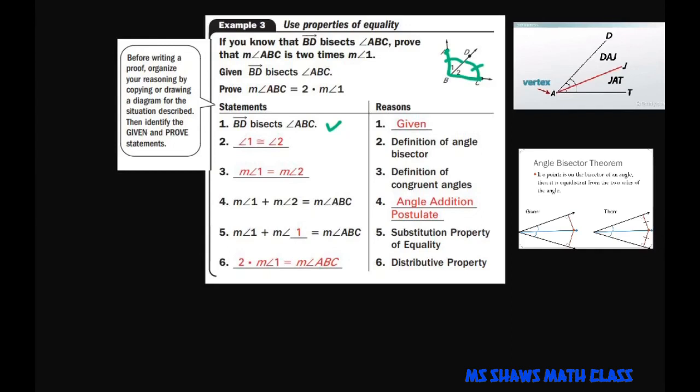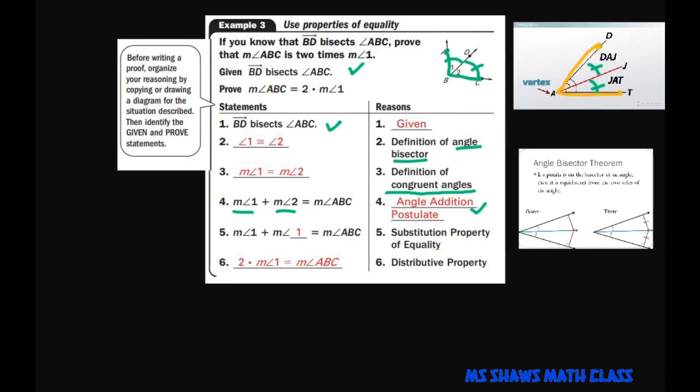So we write down the given. You always write down the given. Measure of angle 1 is congruent to measure of angle 2. These two are congruent because of the definition of an angle bisector. That means the measures are equal, and that's the definition of congruent angles. We already talked about the angle addition postulate. So when you add these two up, it's going to equal the whole angle. That was from the previous example we used. So when I add these two angles up, it's going to equal the whole angle.